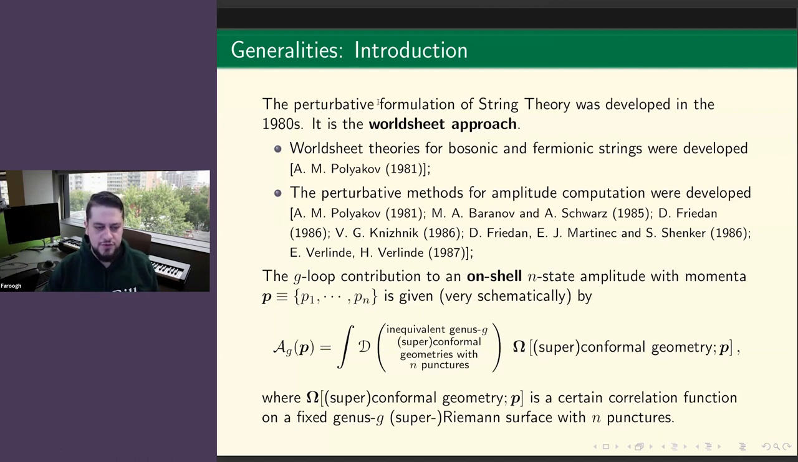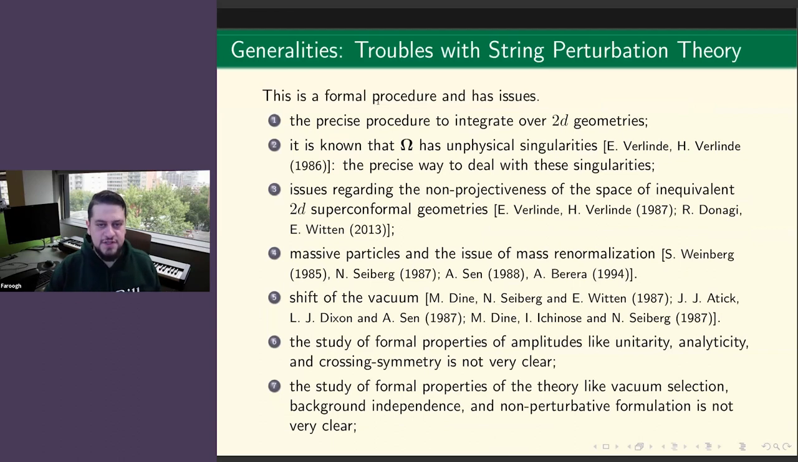how to compute the amplitudes. Basically, the g-loop contribution to on-shell amplitudes is given by the integral over two-dimensional geometries, depending on whether we are considering bosonic string or superstrings. We have different integration over different spaces, and omega here is a form which is basically a correlation function on a fixed genus g Riemann surface or super Riemann surface, depending on whether we are working with bosonic string or superstring.